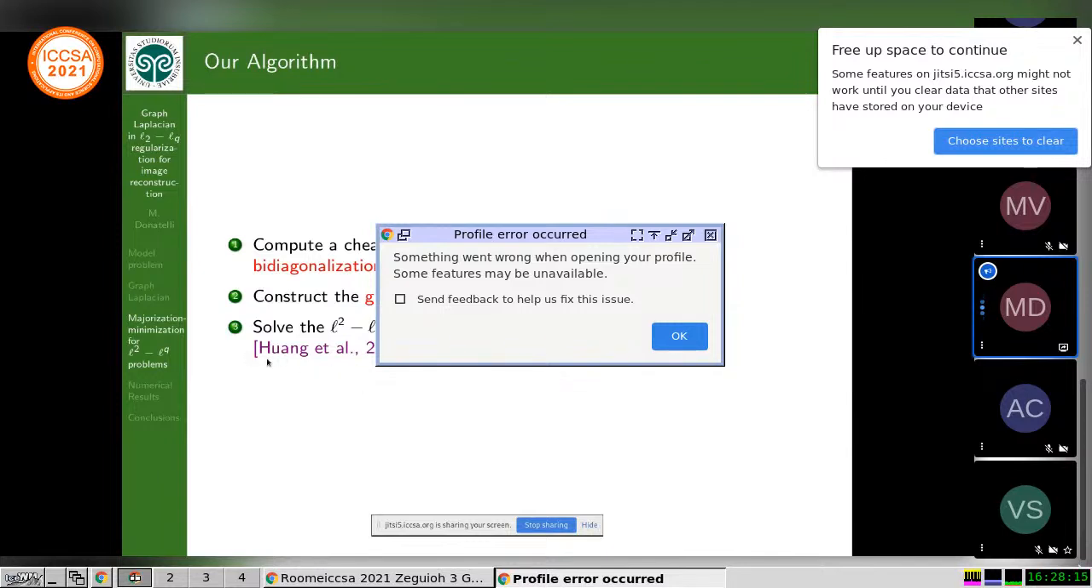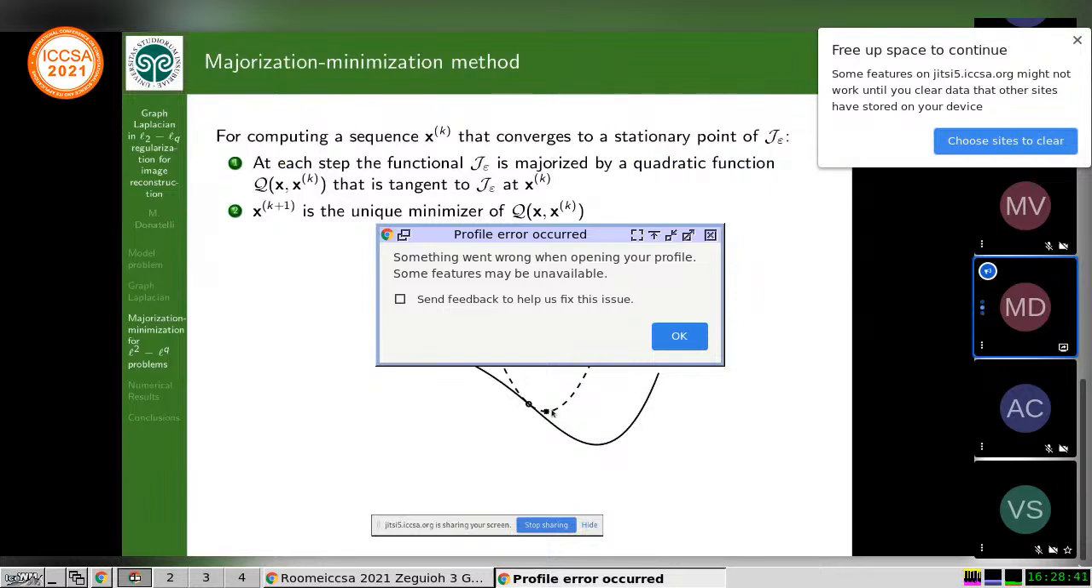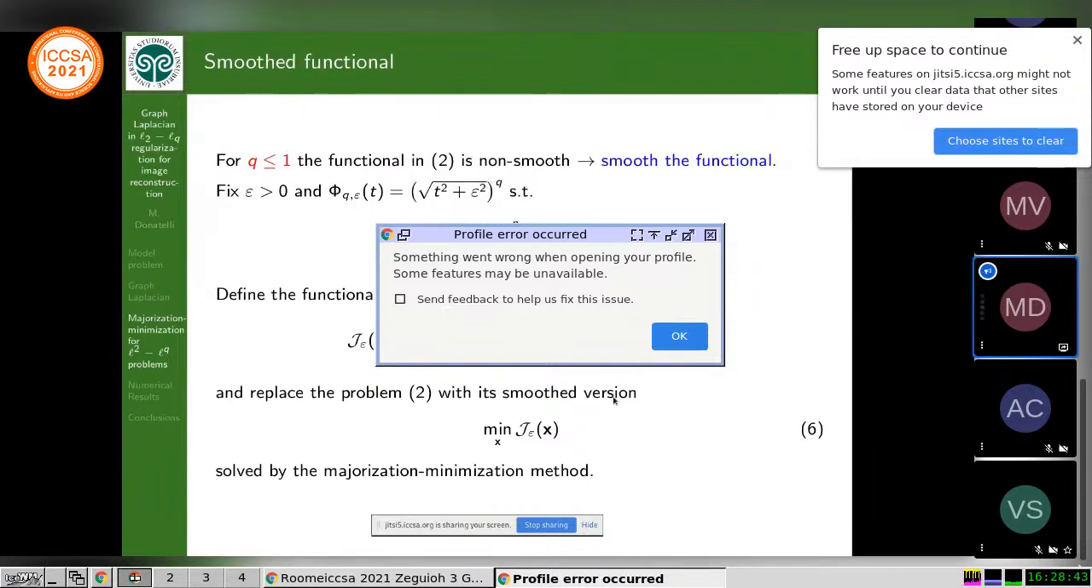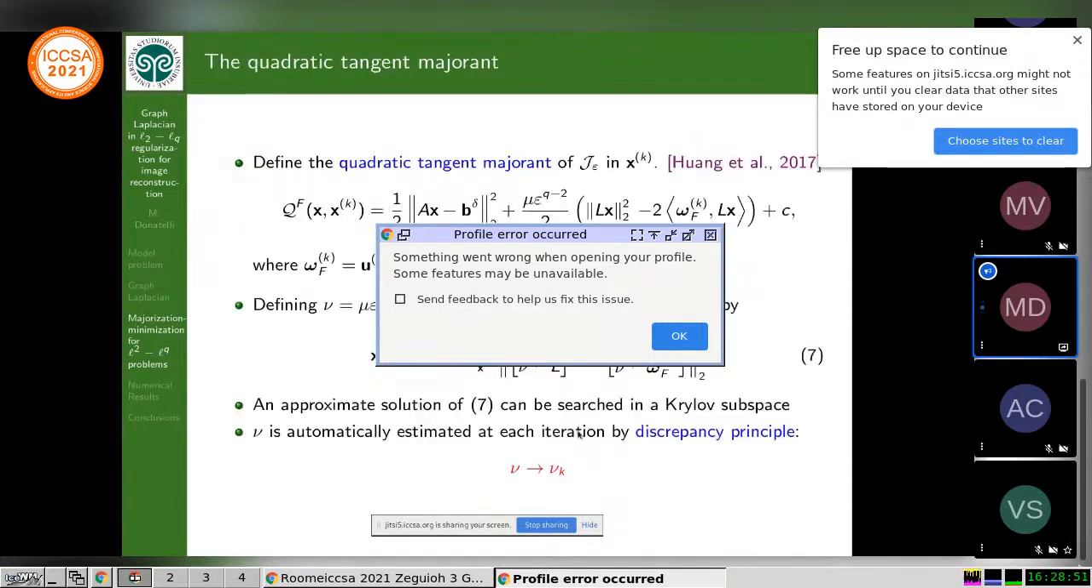And this is done in a paper from Wang, Lanza, Morigi, Sgallari, Reichel. I don't give details on this part since we have already seen it. We are interested in a non-convex functional when q is smaller than 1, so we need a smooth approximation and to solve this smoothed minimization problem with a majorization minimization method for our quadratic functional, and we have already seen this.